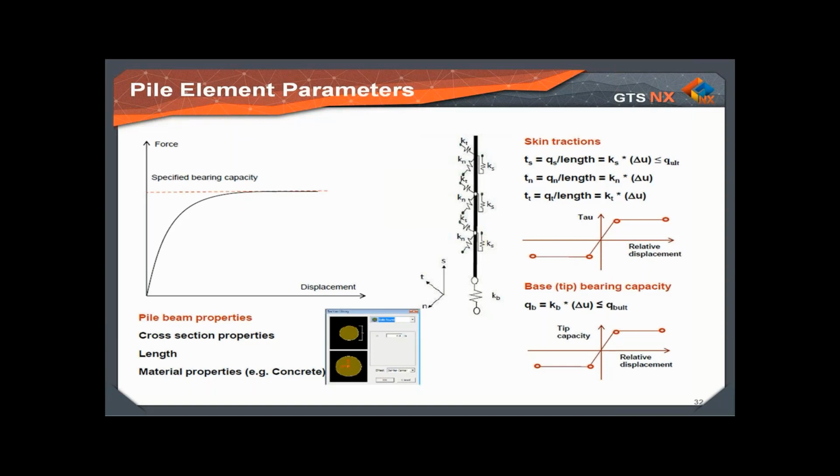The tractions are actually output of your analysis. Next to that, you have pile beam properties, which are cross section properties, material properties, and ranks. For example, you can choose from a library of cross sections, the shape of the pile, and input the dimensions, and it will calculate section properties for you.